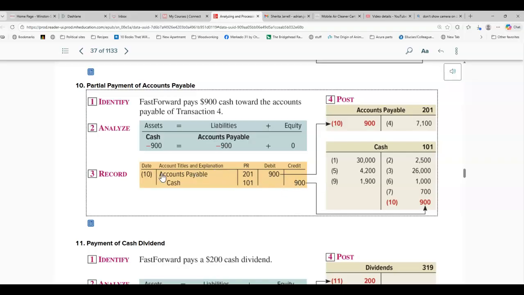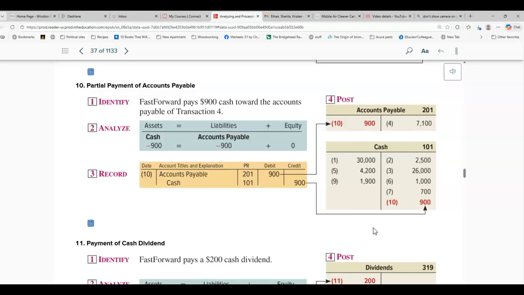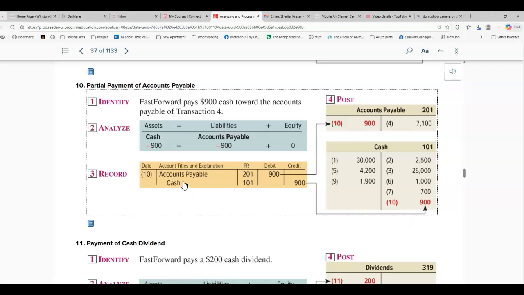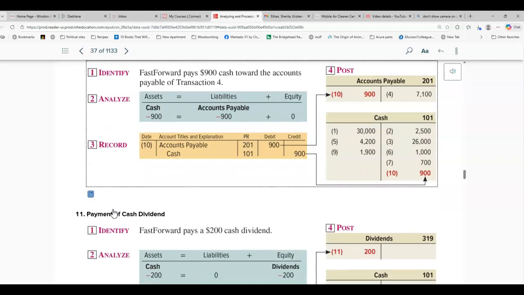Enter it in the journal, debit to accounts payable. We don't put the posting reference in here until we already post it. $900 debit to that account. Now we put the posting references in. Cash is the same way. We put $900 in the credit side of cash. Decreases both accounts, and didn't do my posting references.